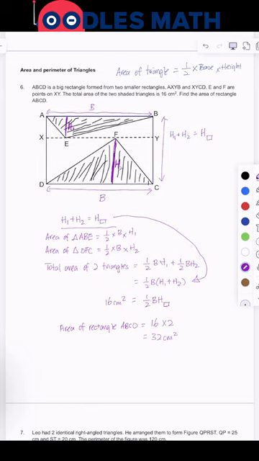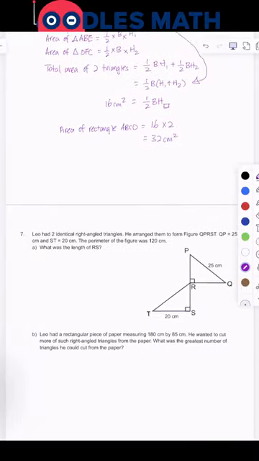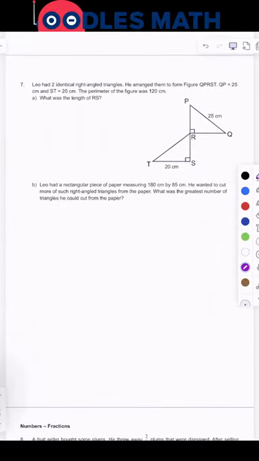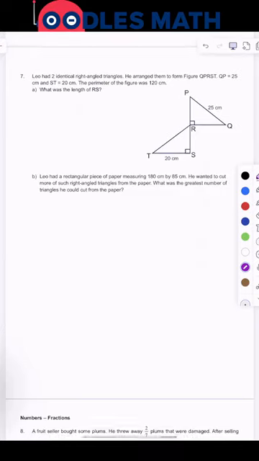Alright, next, let's go on to question 7. Question 7 is another question on the area and perimeter of triangles, but there's a twist to it in part B. So now let's take a look at the question first.